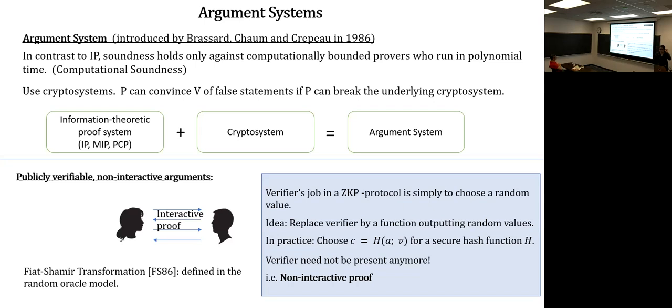Basically, this is an overview of how we transform an information theoretic proof system, such as IP, MIP, PCP, into an argument system just by combining it with a cryptographic proof system, where we assume that the actors in the cryptographic proof systems are computationally bounded. So the verifier is computationally bounded. That's how we obtain an argument system.